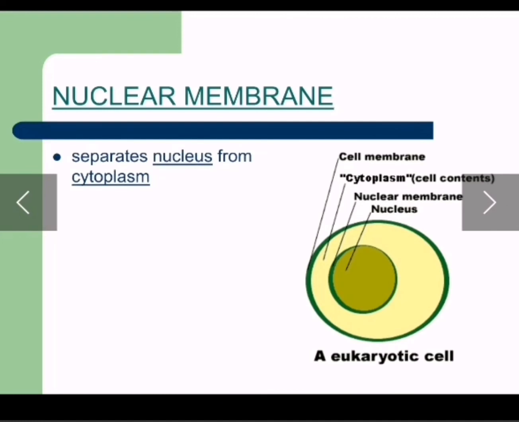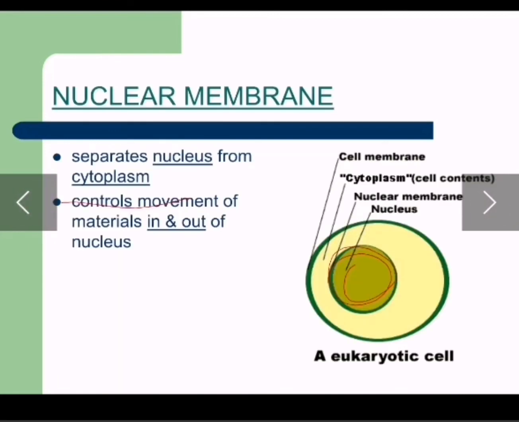Nuclear membrane. It separates the nucleus from the cytoplasm. Here is the nuclear membrane. The nuclear membrane controls movement of material in and out of the nucleus.